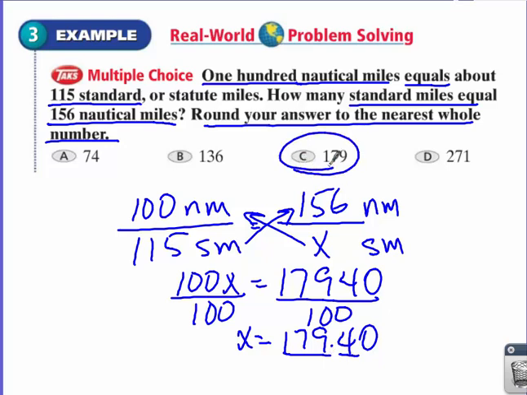So what we've looked at today is solving proportions. And we find that all we have to do to solve a proportion is cross multiply and then divide by the coefficient.